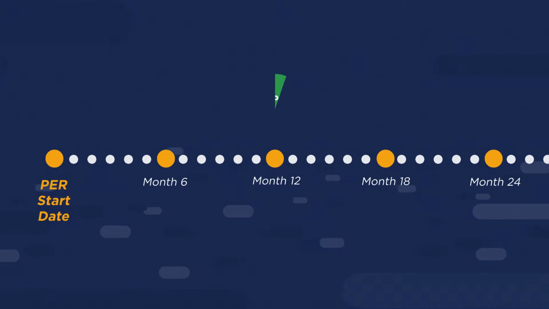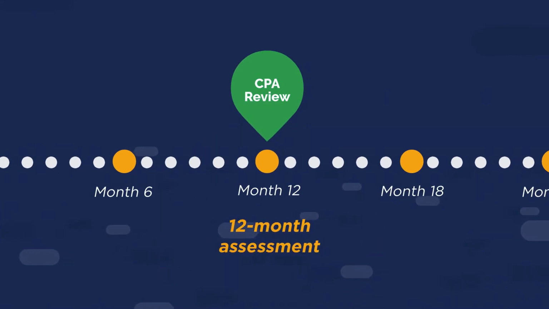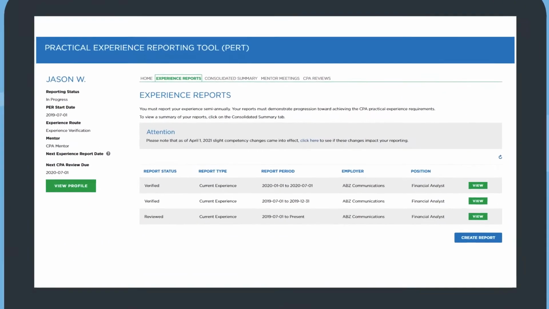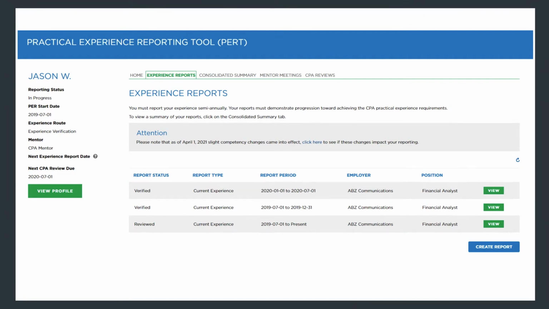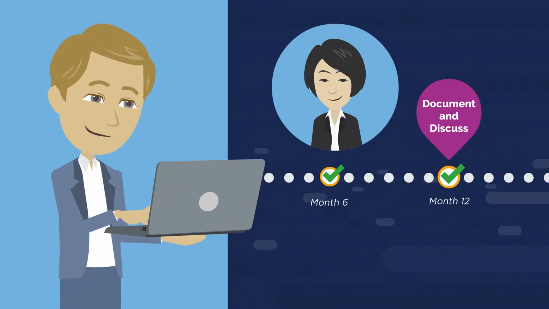In this video, you will get an overview on how to request a CPA review in PERT for your 12-month assessment. Jason has now spent 12 months in his role as a financial analyst and has completed his second current experience report in PERT. He has also met with his mentor for a second time to discuss his progress in the technical and enabling competency areas.